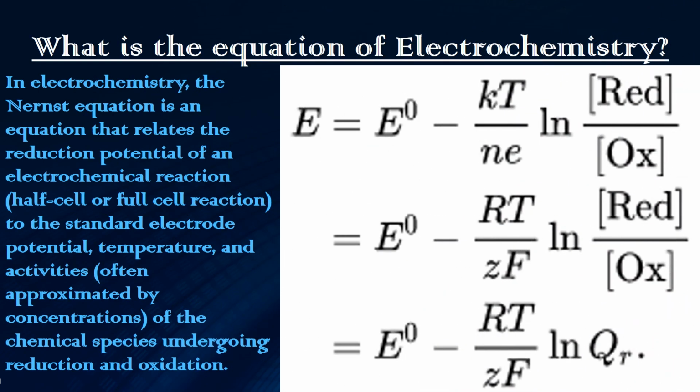The fourth question is, what is the equation of electrochemistry? In electrochemistry, the Nernst equation is an equation that relates the reduction potential of an electrochemical reaction, half-cell or full-cell reaction, to the standard electrode potential, temperature, and activities, often approximated by concentrations, of the chemical species undergoing reduction and oxidation.